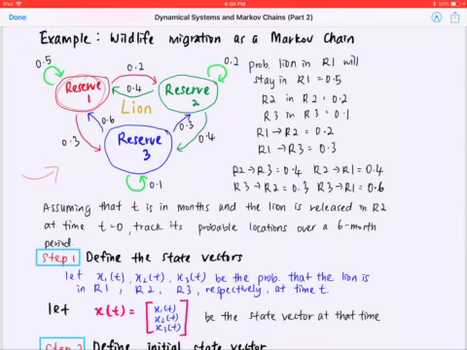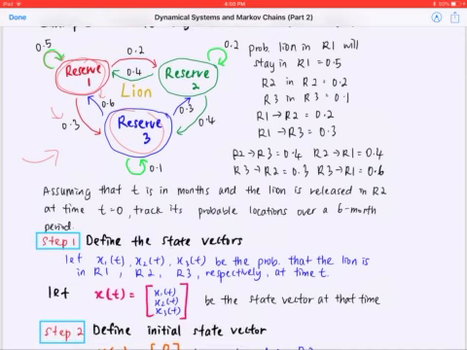So if I'm looking at reserve 1 here, 0.5 means that the lion will remain at reserve 1 after 1 month, and the 0.3 here means that the lion will move to reserve 3 after 1 month, and 0.6 here means that there's a 60% probability that a lion in reserve 3 will move to reserve 1. And for the following movements of the lions, you could try to interpret it yourself. So assuming that t is in months and the lion is released in R2 at time t0, track its probable locations over a 6-month period.